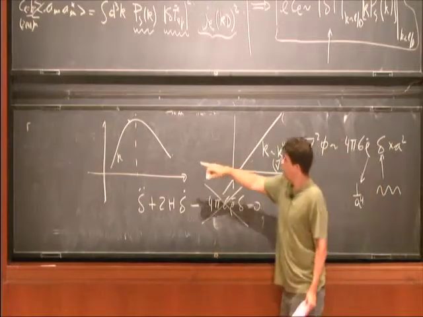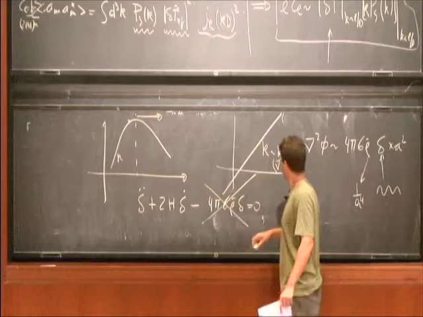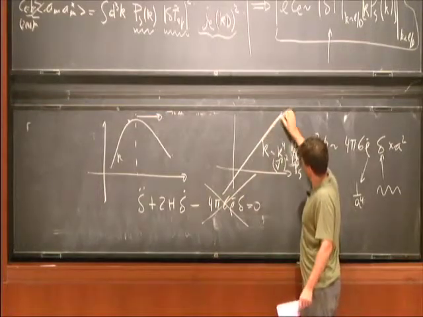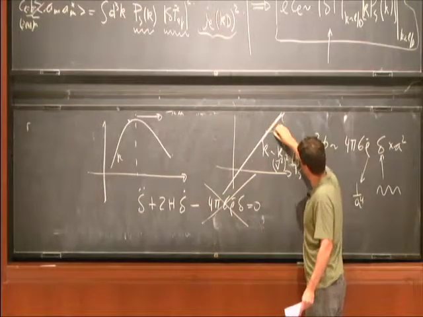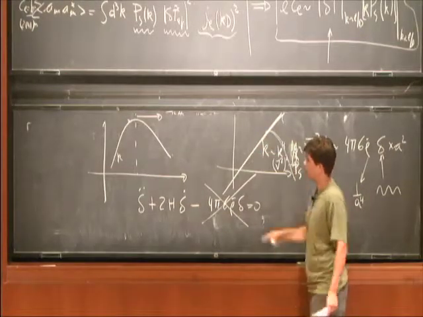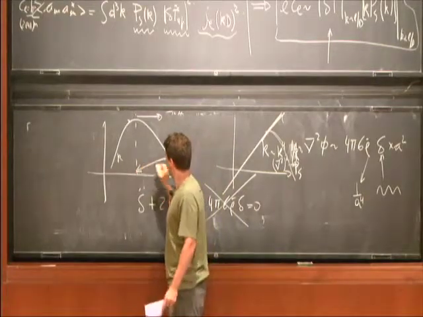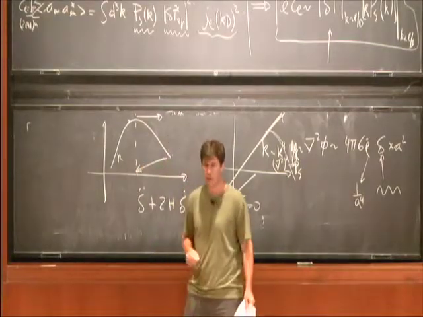But all of these modes that enter the horizon during the radiation era, during some time they could not grow, and this is the reason why they are smaller than they would otherwise be, and that's the reason for this turnover. Okay? So this is also determined by the epoch of matter-radiation equality.